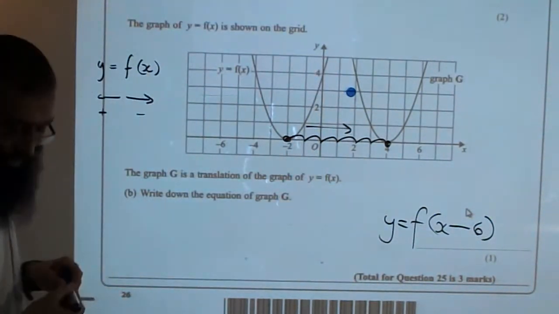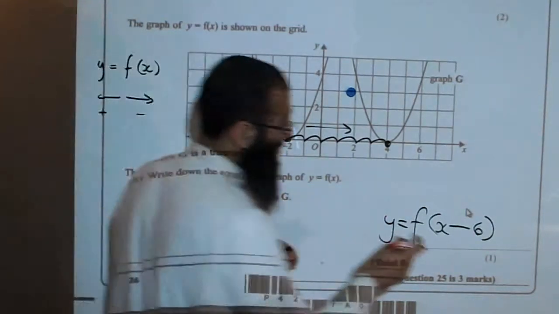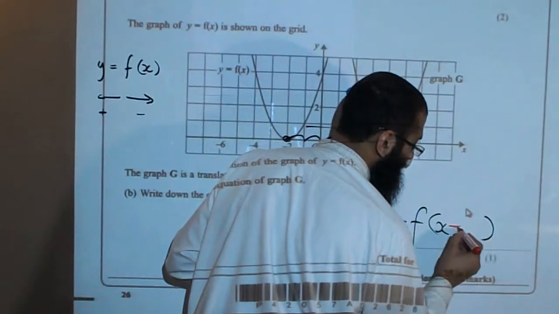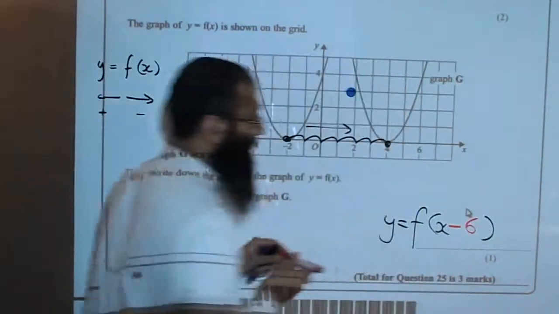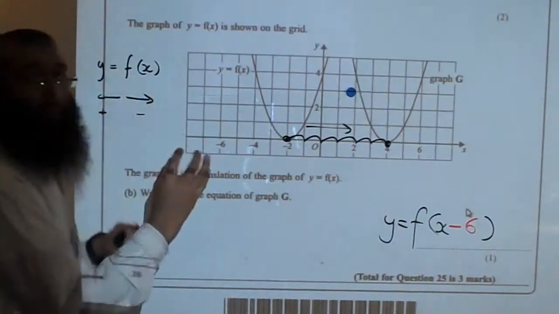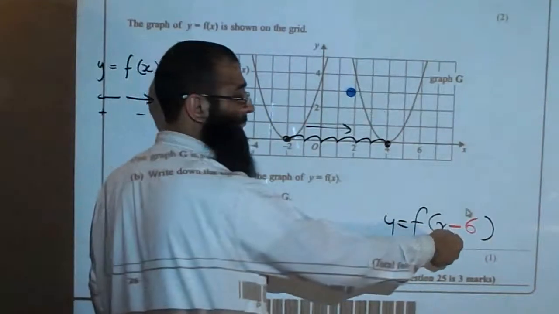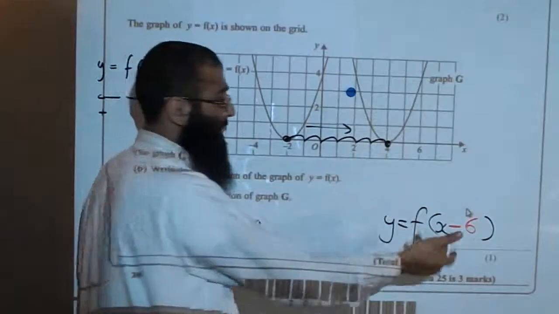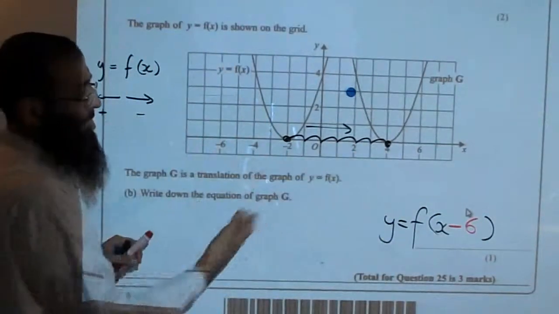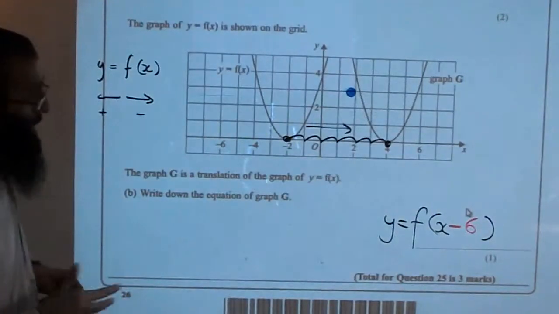Actually, I should have done this in red. Let me just rub this off and put it back into red. Right, if you look at the original function f of x, the change has been done inside the function itself. Because it's moved to the right, we use a minus. If it was to move to the left, we'd use a plus. Okay? And that's the answer. That's the end of that question.